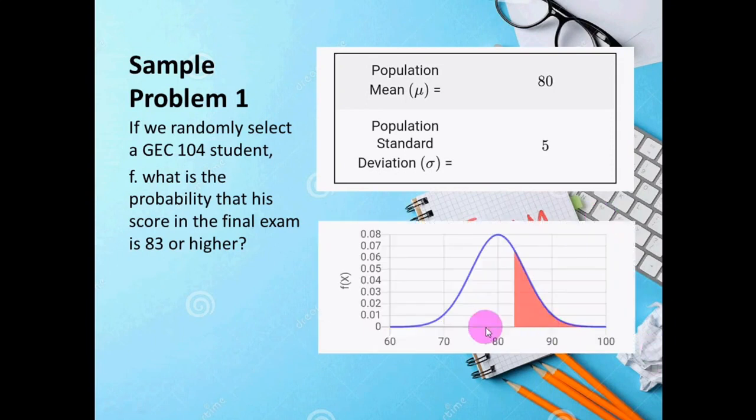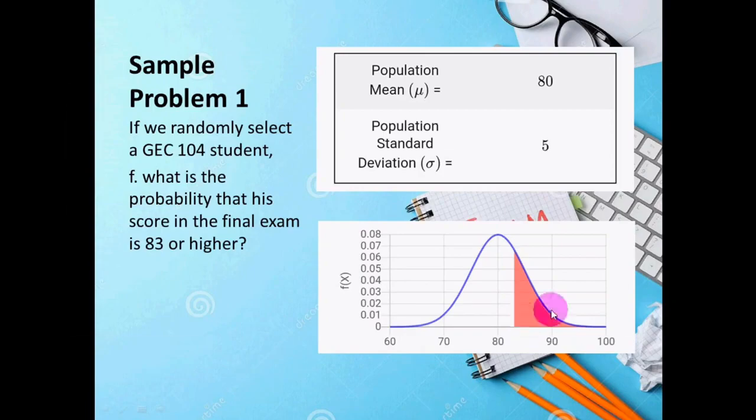Next question, what is the probability that his score in the final exam is 83 or higher? We are now looking for the area to the right of 83. So note that if we are going to use the formula that we have used earlier, the resulting value will be the area to the left of 83. But we are looking for the area to the right of 83. And that is very simple. We can compute that very easily because we know that the total area under this curve is equal to 1. So if we can compute this value here to the left of 83, just subtract it from 1 and then the difference will be the area to the right of 83.